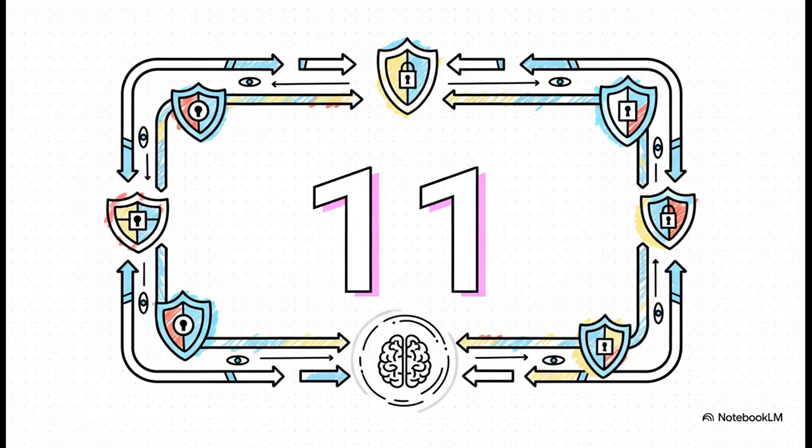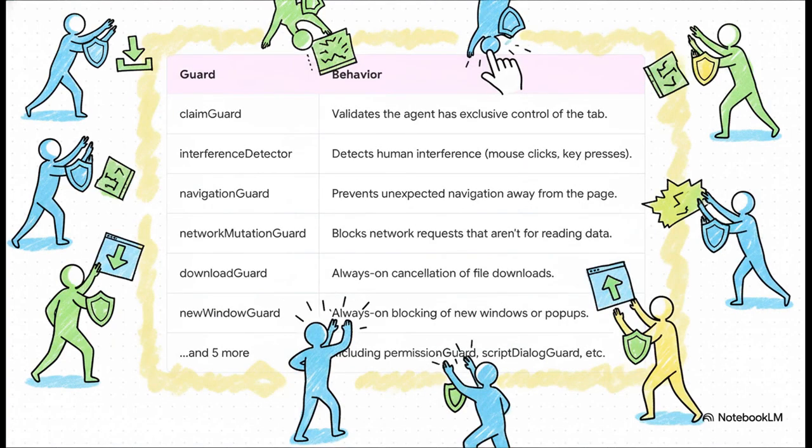But that's not all. Backing up that whole intelligent pipeline is a second, even more fundamental layer of protection, an always-on security detail. Think of these as the system's reflexes, hard-coded rules that are never, ever turned off. And this just perfectly illustrates the whole defense in-depth strategy. You've got these 11 guards that are like digital bodyguards. They're always active, preventing everything from accidental downloads to annoying pop-ups. My favorite has to be the interference detector, which actually stops a human from accidentally messing with what the agent is doing. It makes sure the agent stays exactly where it's supposed to be, no matter what.